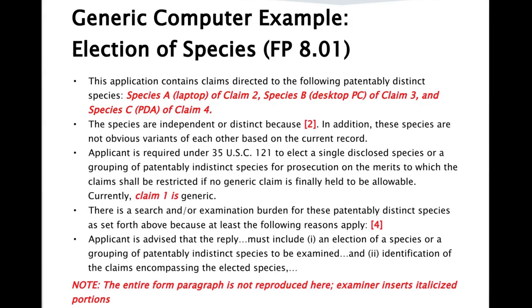Brackets 2 and 4 permit the examiner to provide reasons why the species are independent or distinct and why it would require a serious burden to examine all the species if restriction were not required.